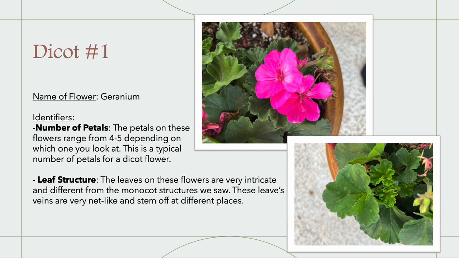And also the leaf structure, if you look at the picture at the bottom, the leaf is very different from the ones we just saw. This leaf is net-like in the sense that it has multiple veins going in different directions. The veins branch out. You can see that this leaf is very different from the monocot leaves. And this is the kind of leaf vein structure that we would see on a dicot plant.